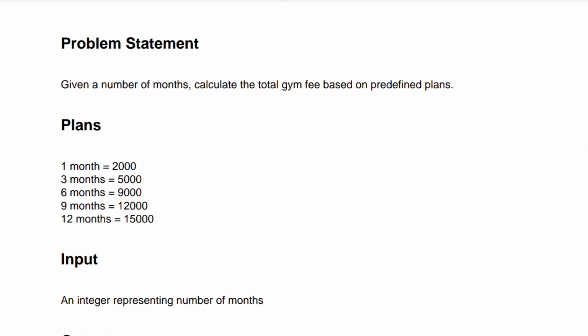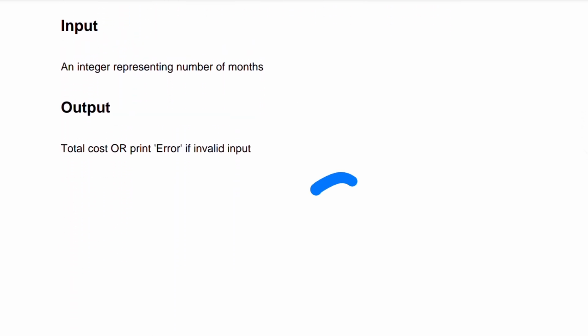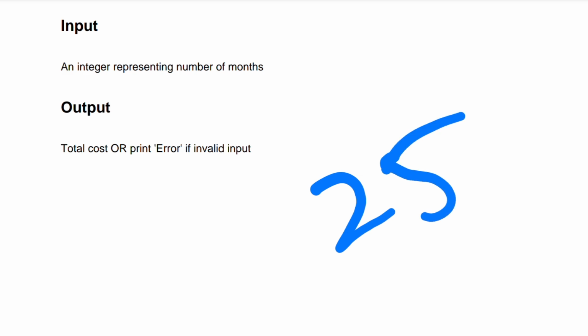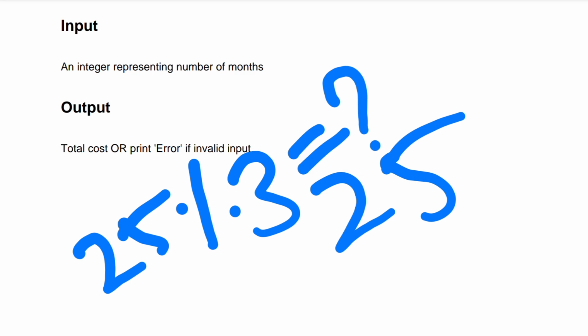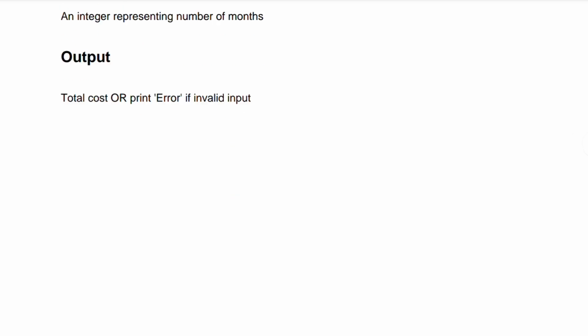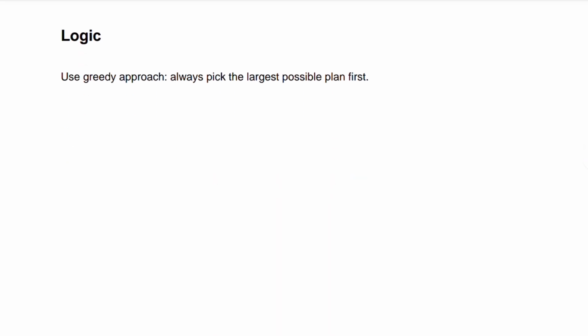Firstly, we need to check whether it is divisible by 3 or not. Then print the total cost, or print error if invalid. If the input is 25, is it divisible by 3 or not? No, it is not divisible by 3. So, print error. Use greedy approach. Always pick the largest possible plan first.